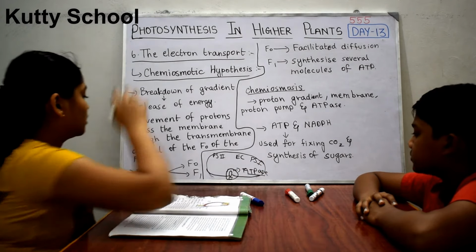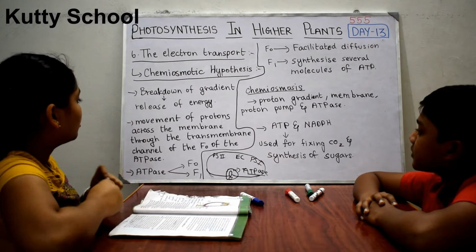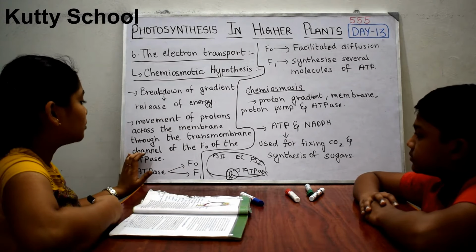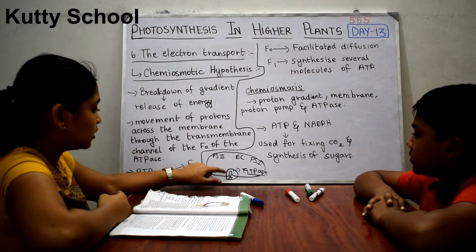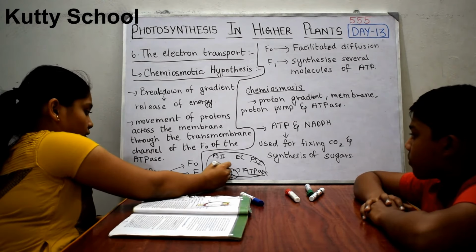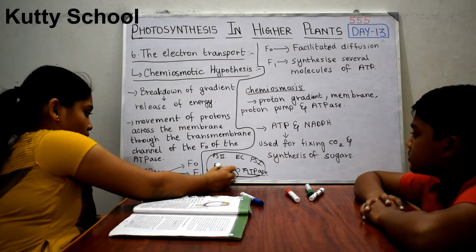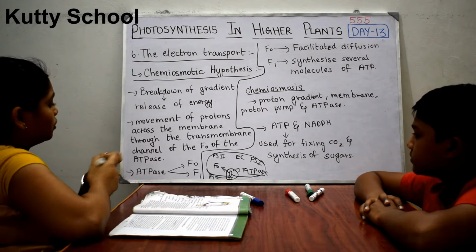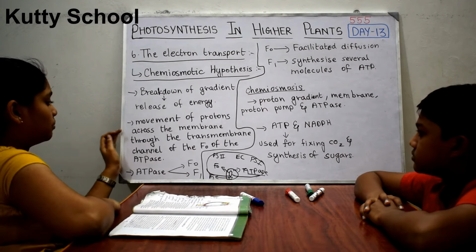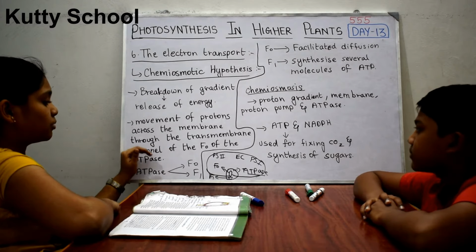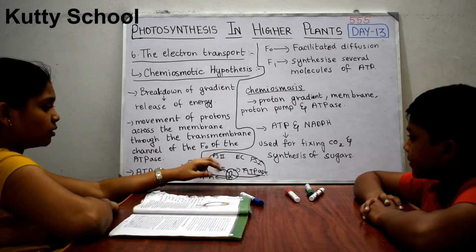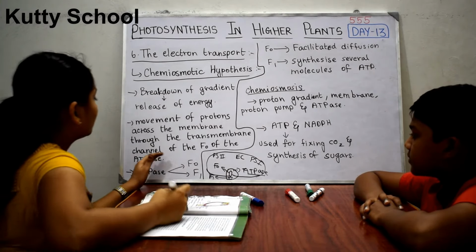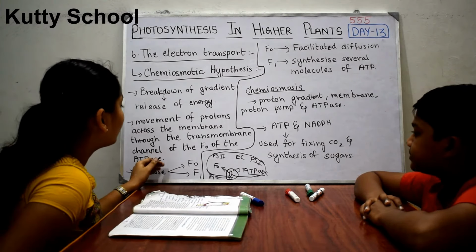Here is the movement of protons across the membrane through the transmembrane channel. This one is F0, as we have already seen in the last video, and this one is F1. The transmembrane channel is nothing but F0 because it lies between the two membranes. So it is the transmembrane channel of the F0 of the ATPase.